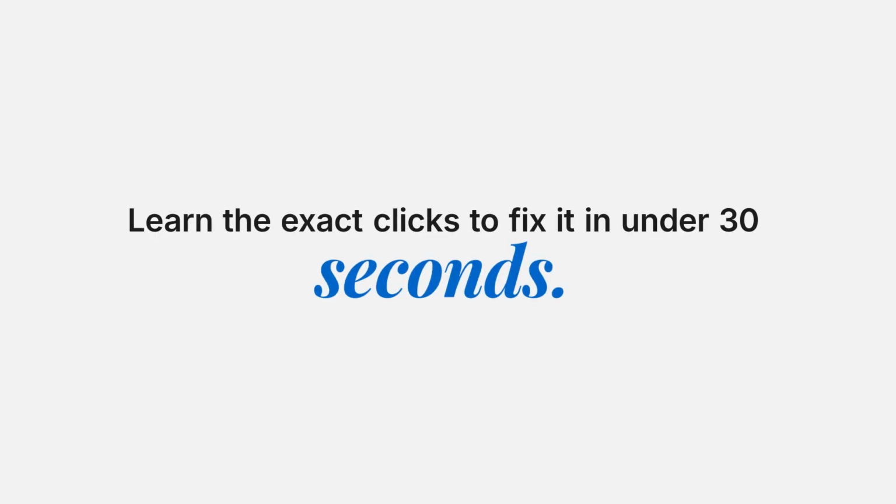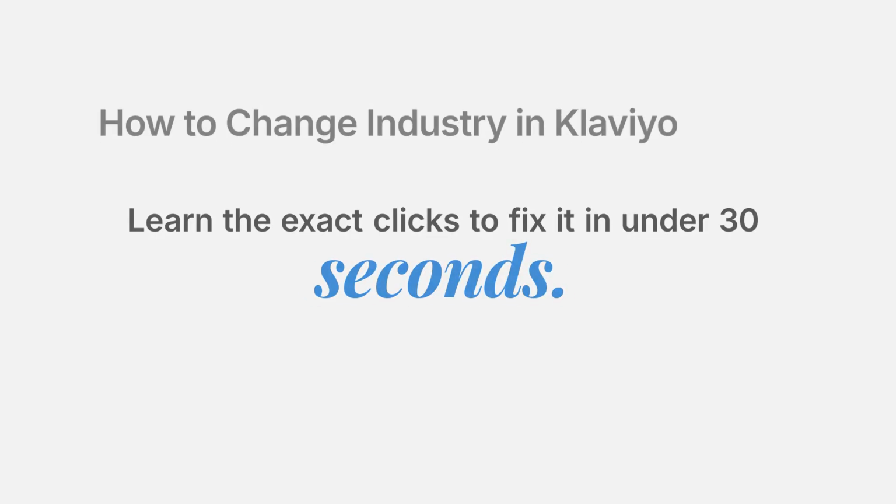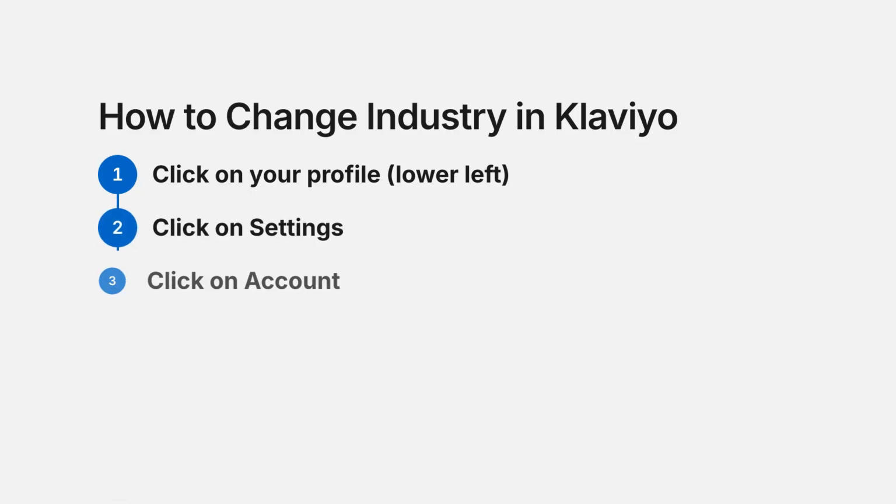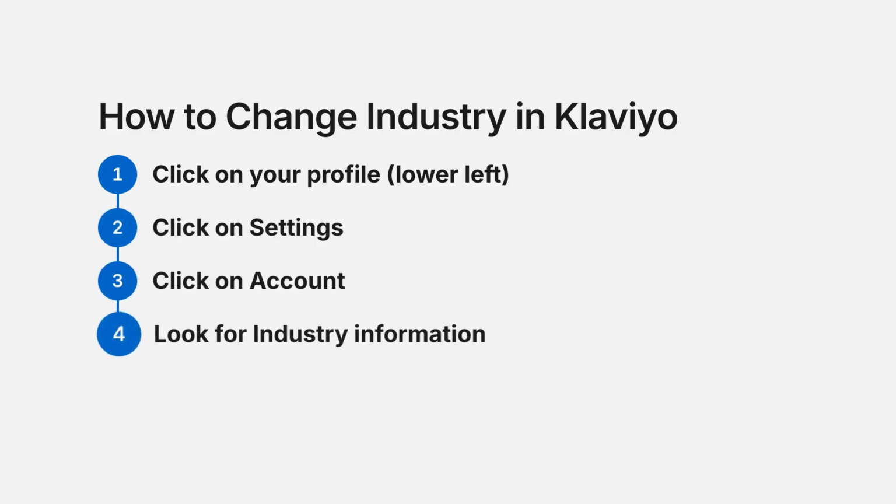Are you stuck with the wrong industry in Klaviyo and can't find where to change it? Learn the exact clicks to fix it in under 30 seconds. I'll walk you through the 7 clicks: Profile, Settings, Account, Industry dropdown, select Events and Entertainment, and Save.